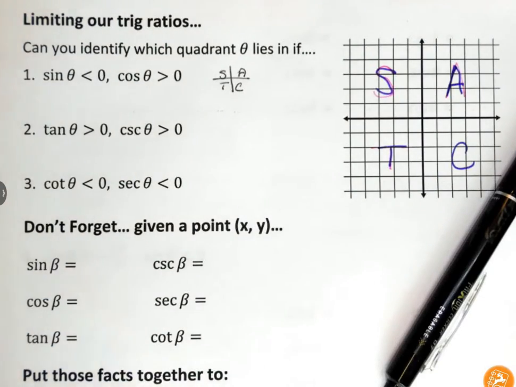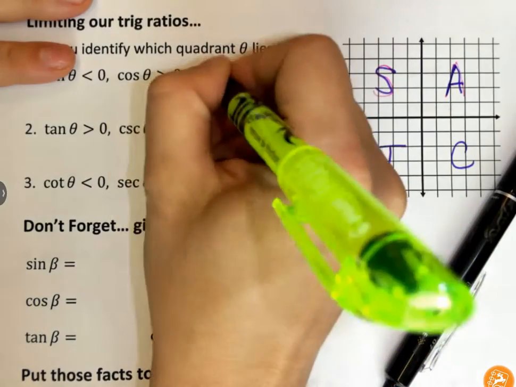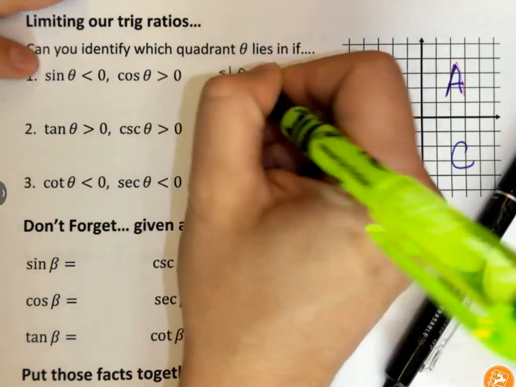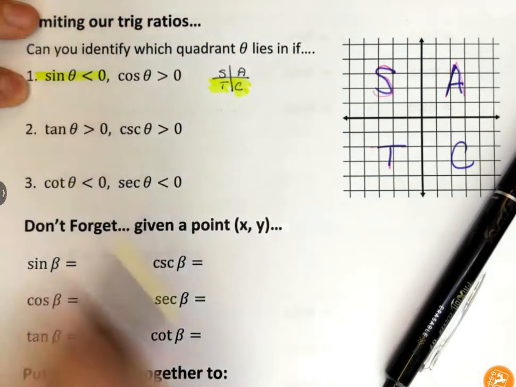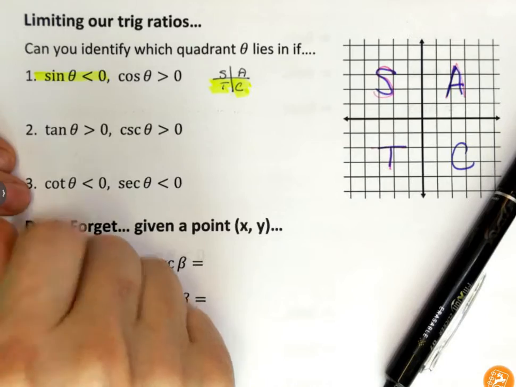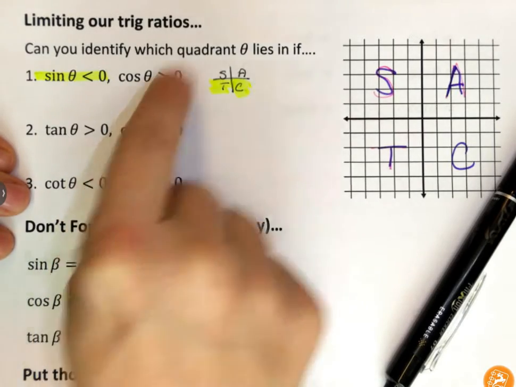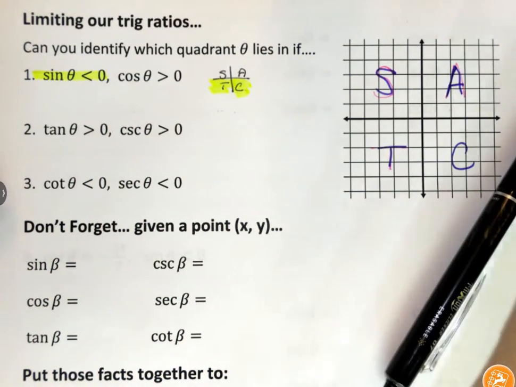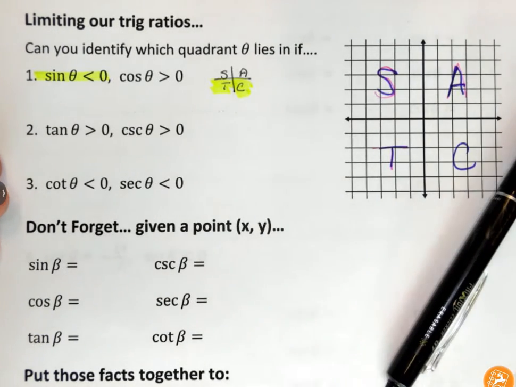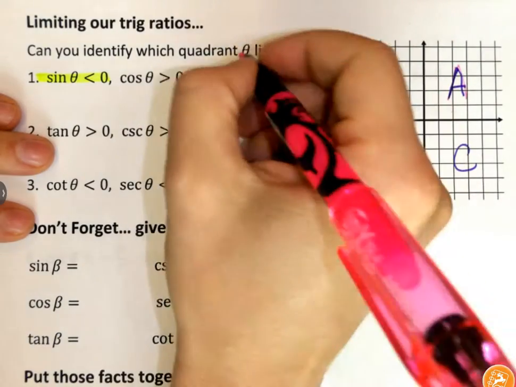T and C, 3 and 4. So these are the two quadrants that match this. This is telling me that my cosine is what? Positive. My cosine is going to be positive in which quadrant? 1 and 4.